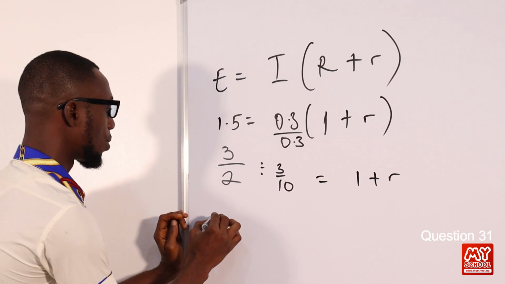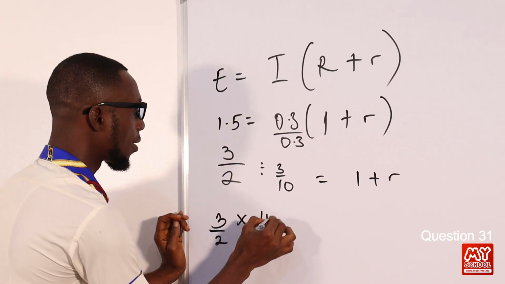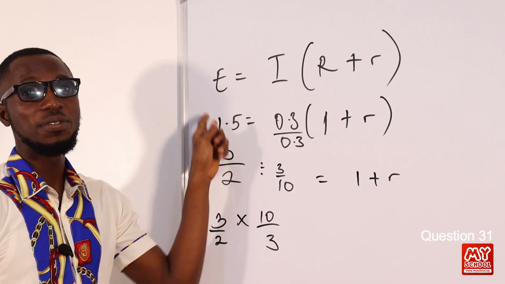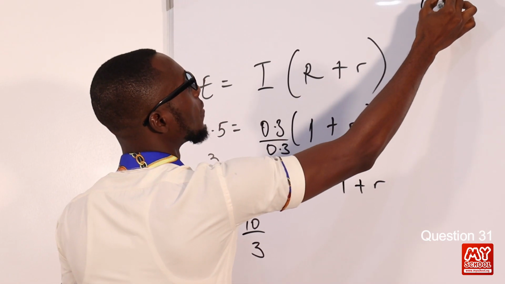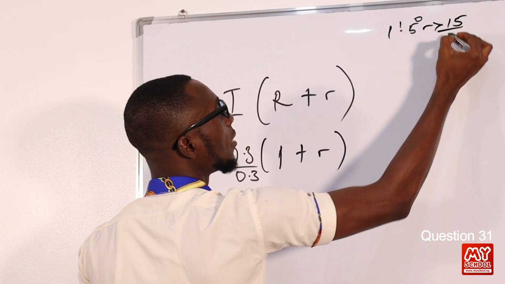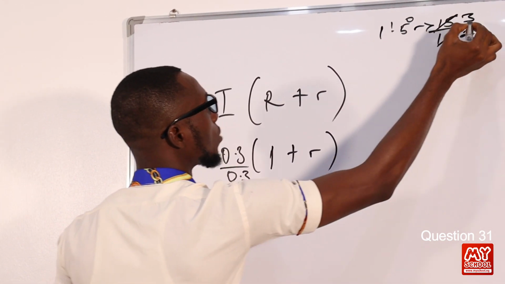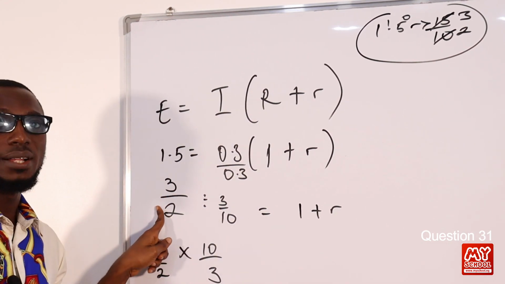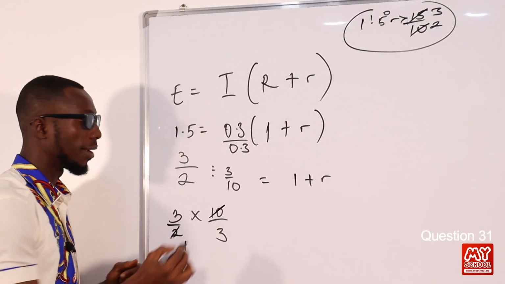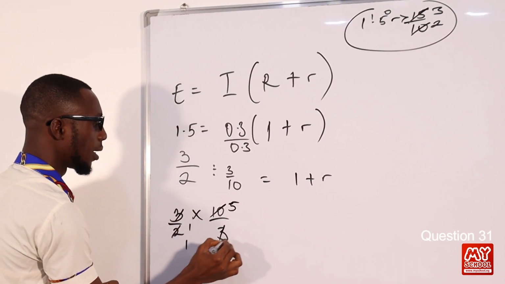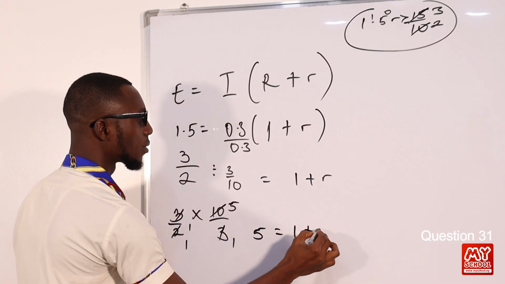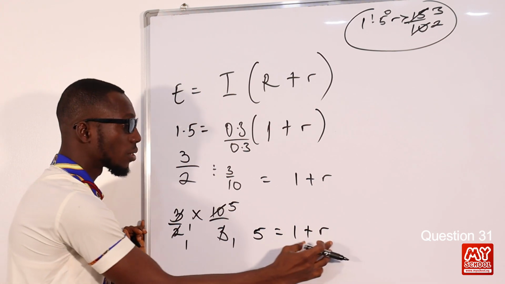So let's make do with this. We have 3 over 2 times 10 over 3. Remember, when we are converting 1.5, that makes 15 over 10. Let's work around this: 5 here 3, 5 here 2; 2 here 1, 2 here 5, 3 here 1, 3 here 1. So on the left hand side we have 5 equals 1 plus R. So we have to sort out what will be the value of R.